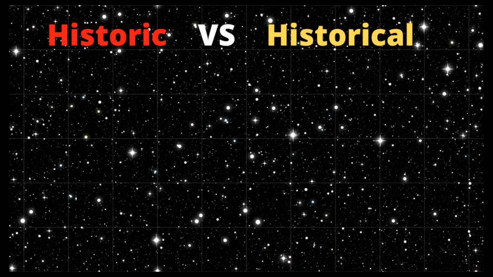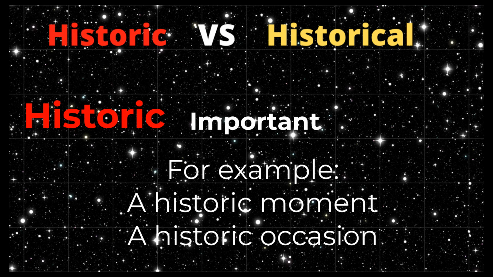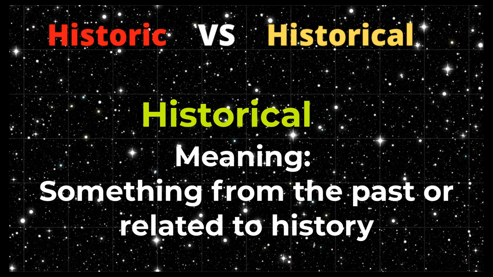The second pair of adjectives is historic and historical. Historic means important or something that is going to be important in history. For example, a historic moment, it means a very important moment that history will write about. A historic occasion, it means an occasion that is important and it's going to be important in history as well. But if you say historical, it means from the past or related to history.